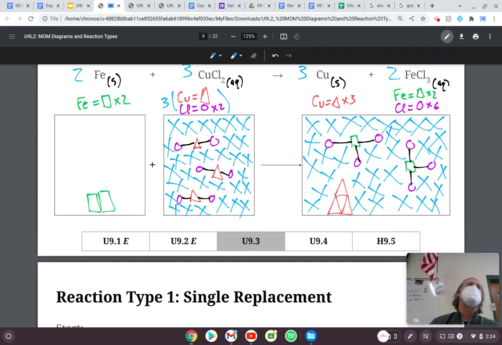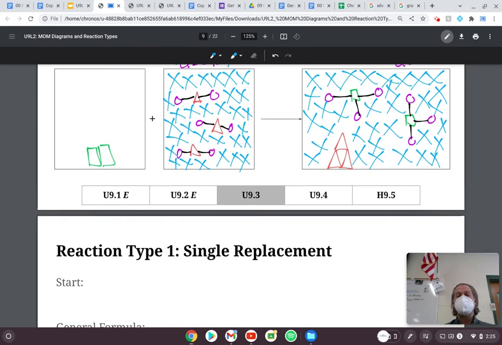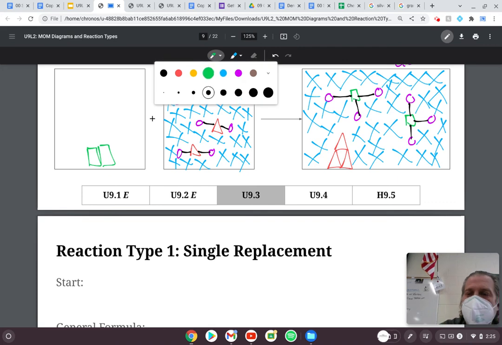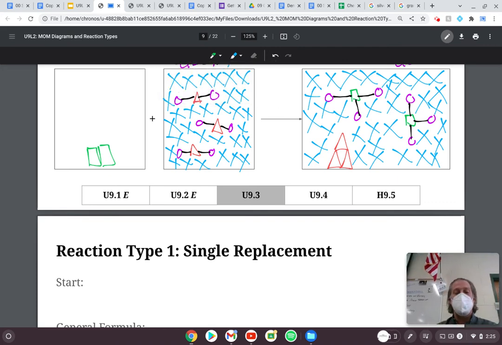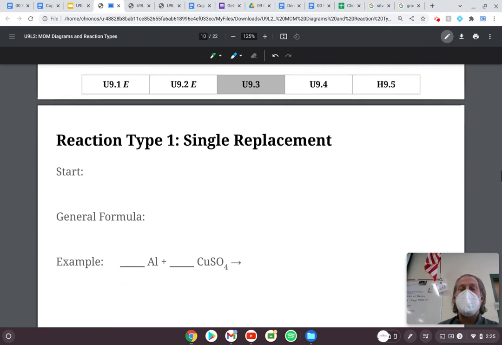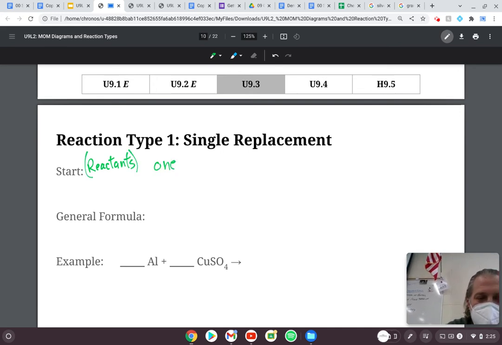Your job at some point in the very near future is going to be to identify the type of reaction that is presented to you. And you're going to have to do it by simply looking at the chemical equation given to you. So there's a couple of ways that we keep track of that. One of the ways that we keep track of that is by putting into words what that chemical reaction is. So when I say start, I mean reactants. And I would say that you have one element and one compound.